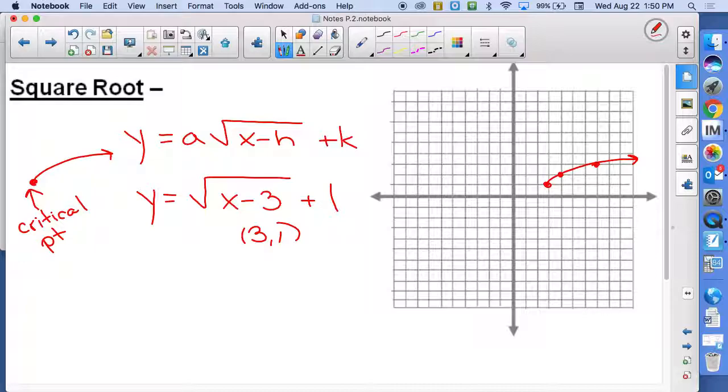Eris, can you move left and take the square root of negative 1? No. So this is it. It stops here. There's nothing to the left because you can't take the square root of negative 1. It doesn't exist. That's why that graph is just opposite.